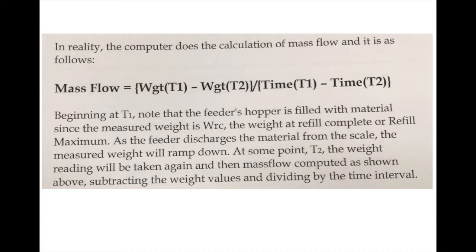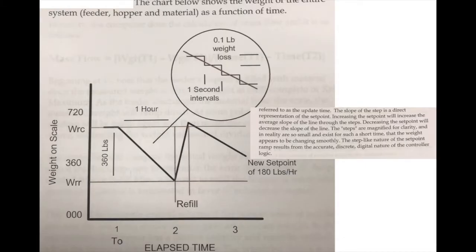At some point, T2, the weight reading will be taken again and then mass flow computed as shown above, subtracting the weight values and dividing by the time interval. So T1 is when the refill is complete, which is right here, and then it says at some time later it says T2, so it doesn't actually show what it is, but you don't need to. You can imagine it here. This could be T1 and this could be T2.